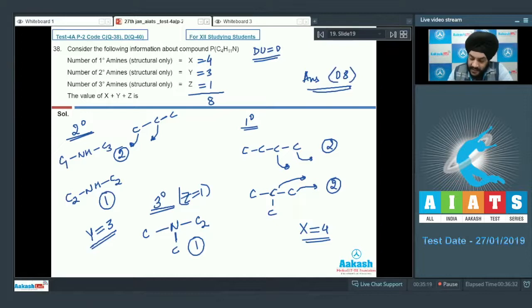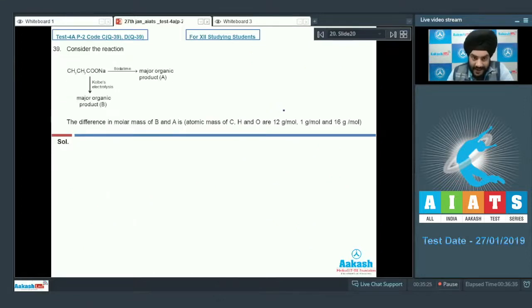Let us look at the next question. Question number 39. We have been given a reaction in which the sodium salt of propanoic acid is allowed to undergo soda lime decarboxylation to form product A. It is allowed to undergo Kolbe electrolysis to form product B. The examiner seems to be interested in the difference in the molar mass of B and A. The atomic masses have been given to us. If we try and figure out the major product A, soda lime causes decarboxylation. So there will be a loss of a CO2 molecule and we are going to have the formation of ethane in this case. So we'll have the formation of CH3CH3.